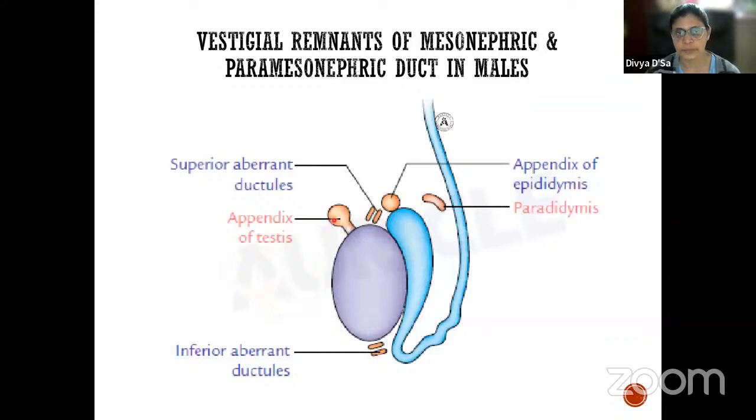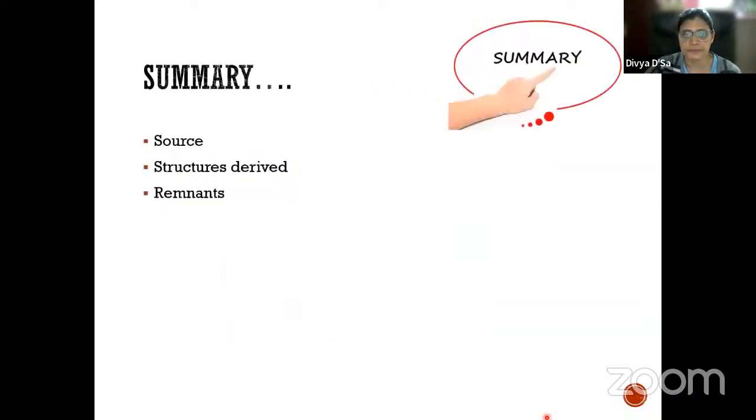Okay. So from the paramesonephric duct, the remnants are the appendix of the testis and the prostatic utricle. It is very important and very commonly asked, the derivatives of the mesonephric and paramesonephric duct in males and females. So basically you can make columns: male, female, the duct, what structures are derived from it, and what the remnants are. Okay, so just to summarize again.